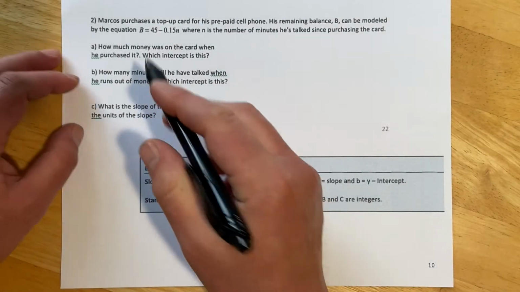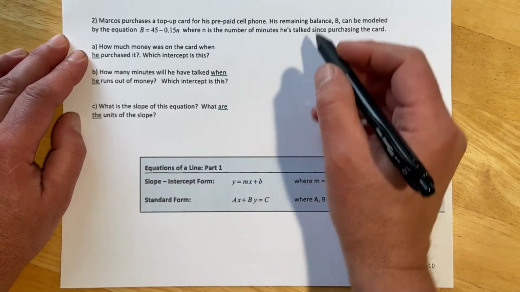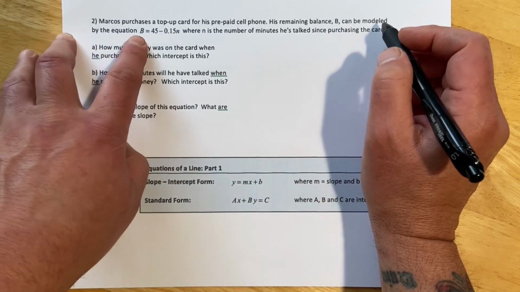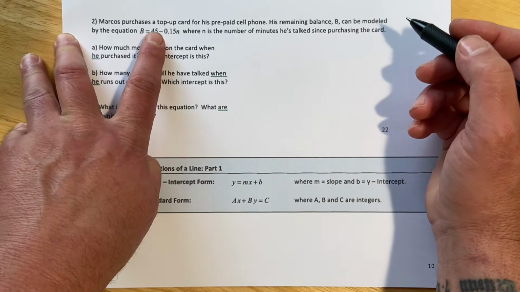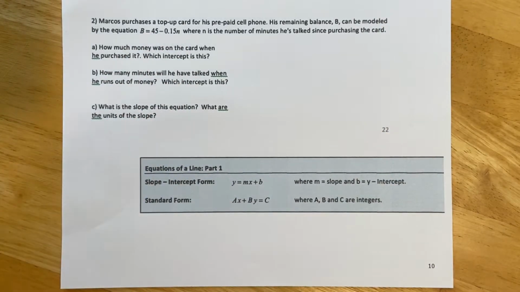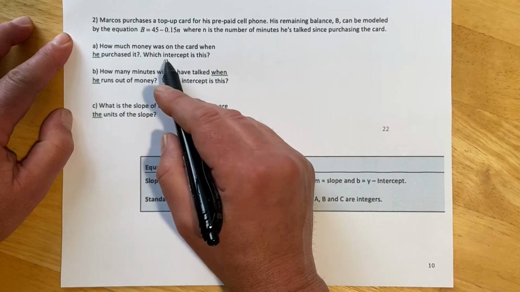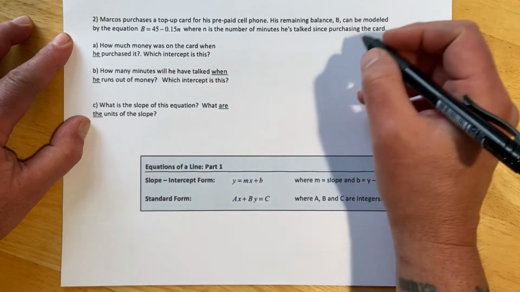Okay, number 2. Marcos purchased a top-off card for his prepaid cell phone. His remaining balance, B, can be modeled by the equation B equals 45 minus 0.15n, where n is the number of minutes he's talked since purchasing the card. A, how much was on the card when he purchased it, and which intercept is this?